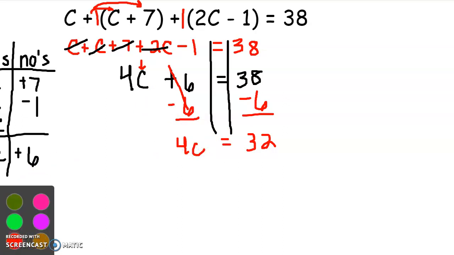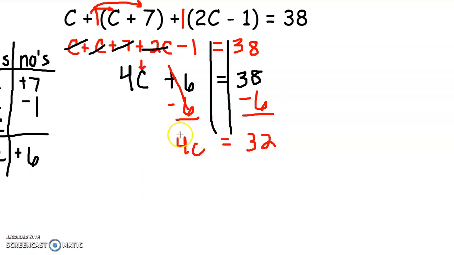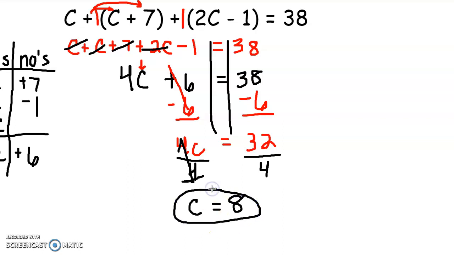All right, last step. I want to get c by itself. The 4 and the c are attached by multiplication. The opposite of multiplication is division. So I'm going to divide both sides by that coefficient of 4 because I want to get the c by itself. Remember, anything divided by itself is just a fancy form of 1. So I have 1c left on this side. 32 divided by 4 is 8. So now I know that the value of c is equal to 8.